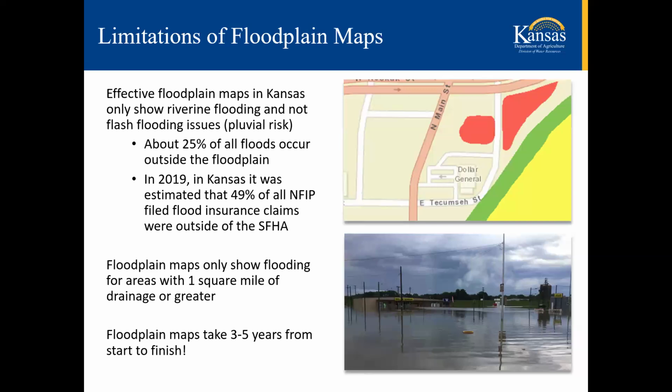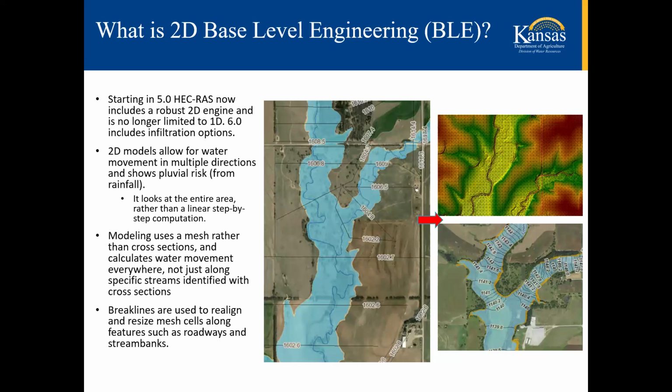So flood maps only show flooding for areas with 1 square mile of drainage or greater. And again, it takes about 3 to 5 years from start to finish to get that effective regulatory product. And so it's just limited on what we can do. And throughout this process, of course, we're always communicating with the county and all of the cities within the counties to get their input and feedback and talk about how this process works so that we have at least a product that is useful to them and that they can believe and trust reflects accurately.